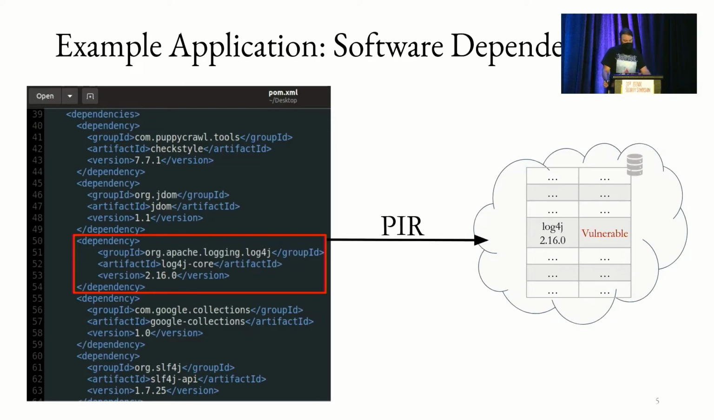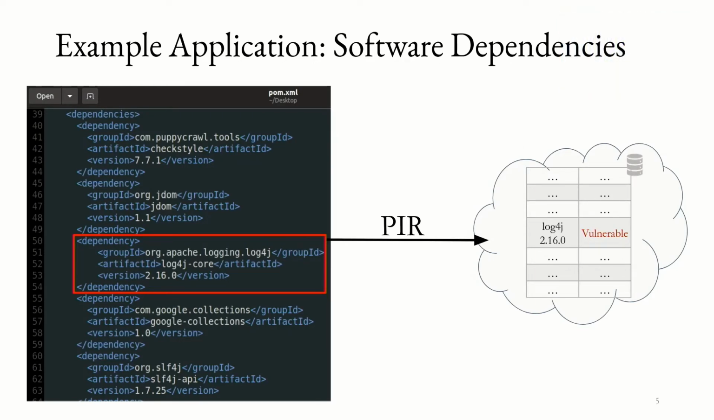So in this example PIR application, let's imagine a service that keeps a database of vulnerabilities found in different software dependencies and versions. Proprietary software developers can query this service periodically using PIR in order to ensure that the dependencies are safe, while at the same time keeping sensitive information about their dependencies and potential vulnerabilities private.